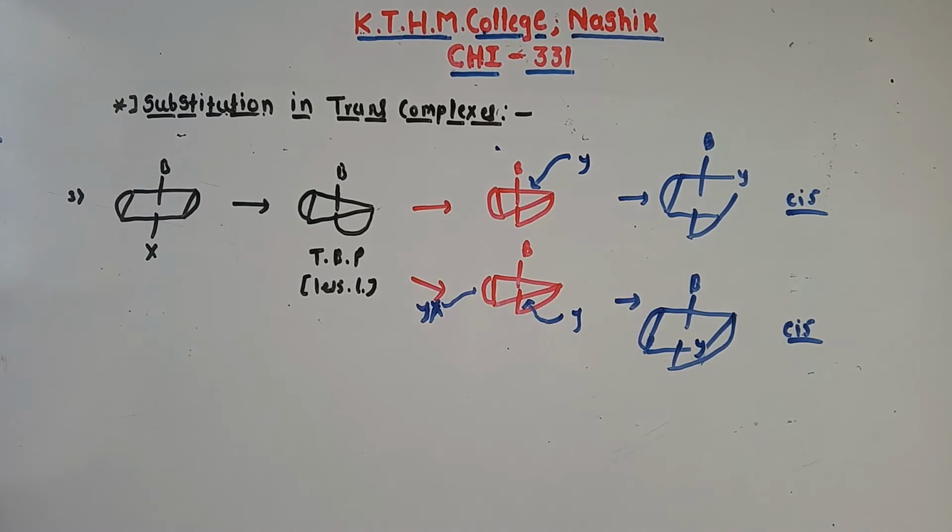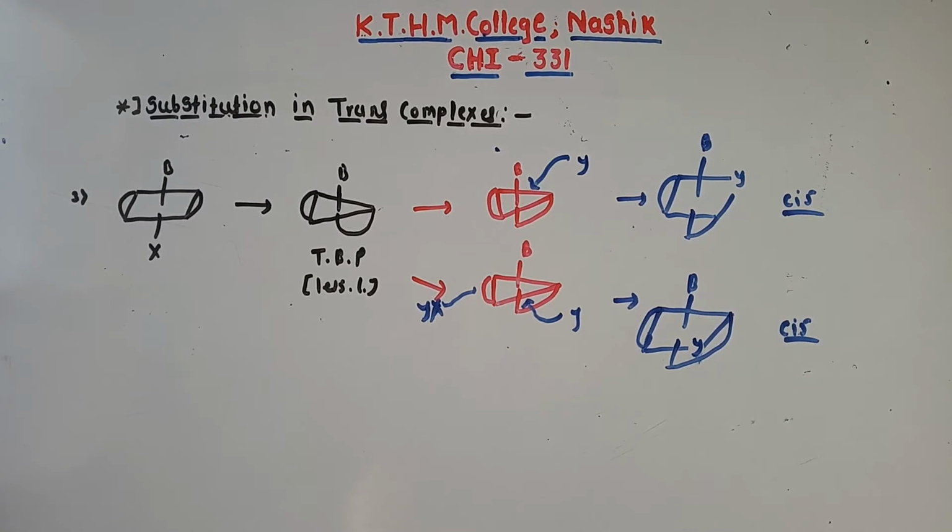These are the substitution in trans complexes. When your complex is trans, we have seen three cases. In first case, we get retention of configuration. In second case, we get trigonal bipyramidal intermediate, and there are three possibility for product, that is the mixture of cis and trans. Y attacks from above plane or above side, below side or below plane, and from back plane, or back side. So we get mixture of cis and trans. And in third case, when B is at the axial position, it gives only two product, that is a cis product.